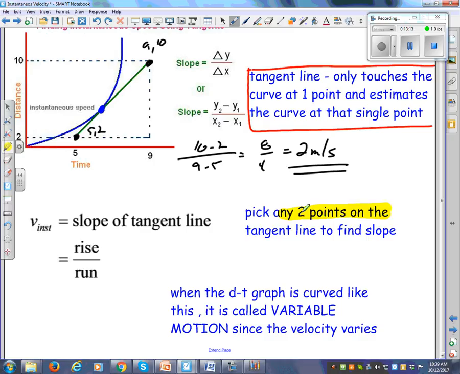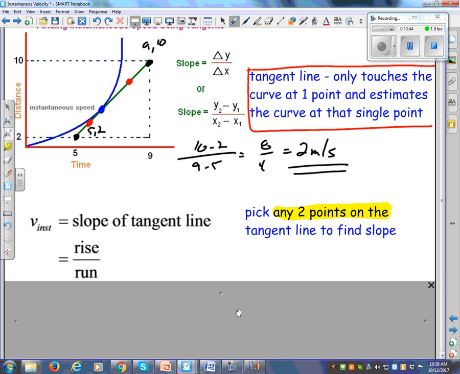I'm going to say it one more time. Any 2 points. Guaranteed, at least 5 of you will say to me sometime in the next 2 days, doesn't matter what points I pick, and I will say any 2 points. How come I can also pick, say, these points right here? Because it's a straight line, right? The slope of a straight line doesn't change. You can pick any 2 points.